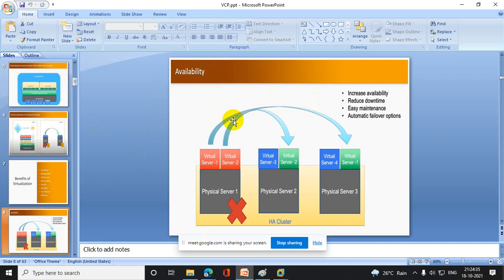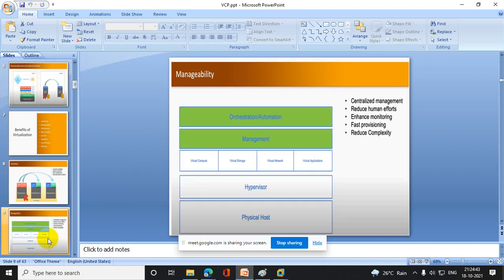There is a feature in VMware called HA, high availability. High availability will detect the problem and move that virtual machine. Clear? Okay.